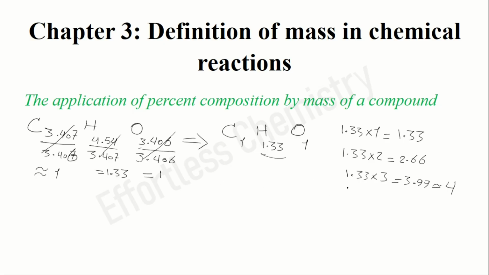Because multiplying this number by 3 gives us an integer, 4, we multiply all the subscripts by 3. If I multiply all of them by 3, I get this formula: C3H4O3. It can be considered the empirical formula for ascorbic acid. Okay.